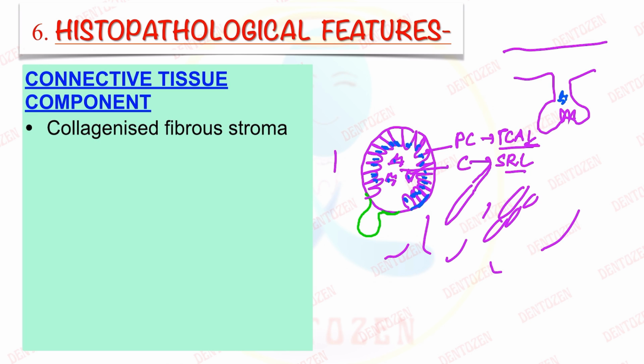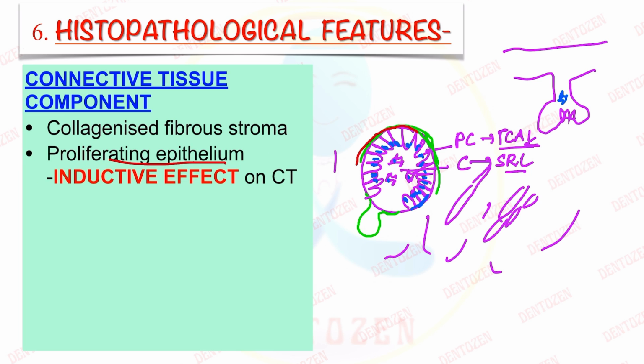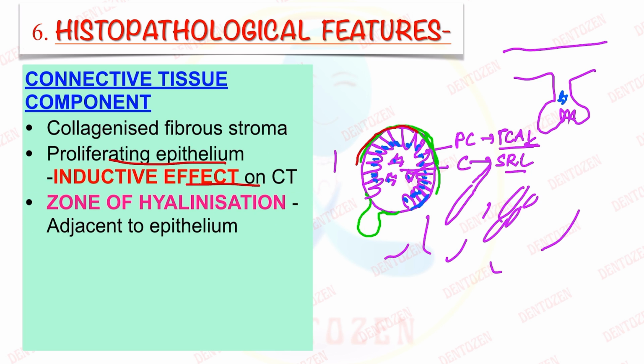But this epithelium is proliferating. It can have an inductive effect on the connective tissue, but the connective tissue is not responding. It is not giving any signal. So because the proliferating epithelium is giving an inductive effect on the connective tissue, we can see a zone of hyalinization. A hyalinized area may be seen next to the epithelium, a glassy homogeneous pink area, because of the inductive effect of the epithelium on connective tissue.